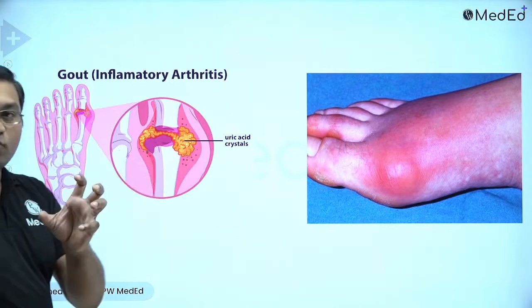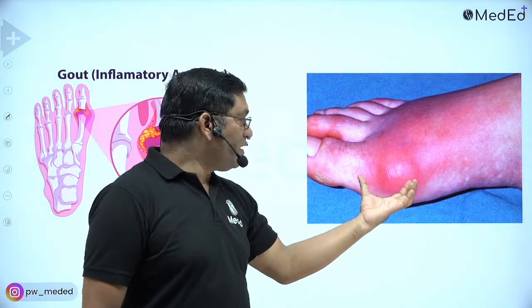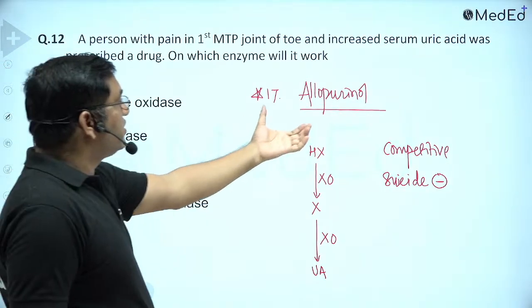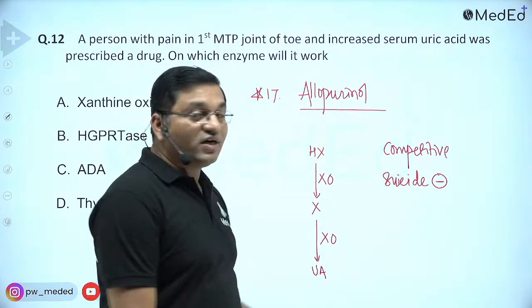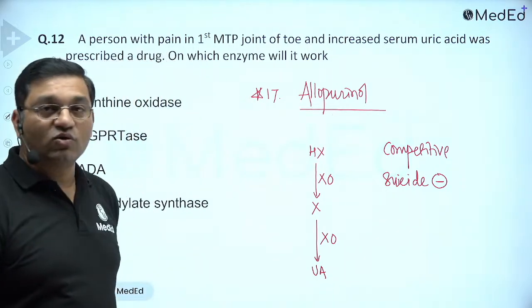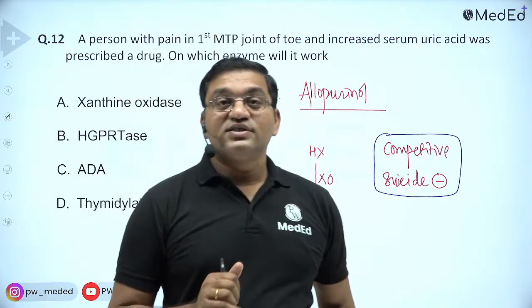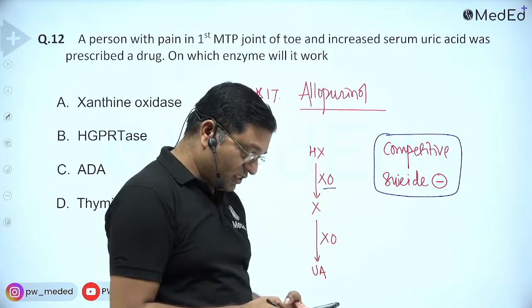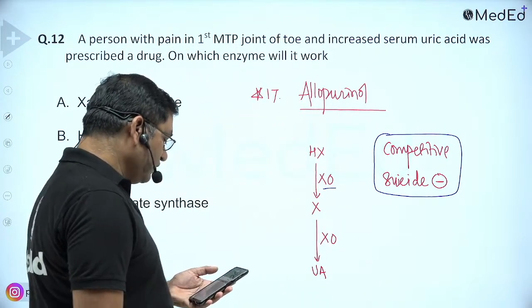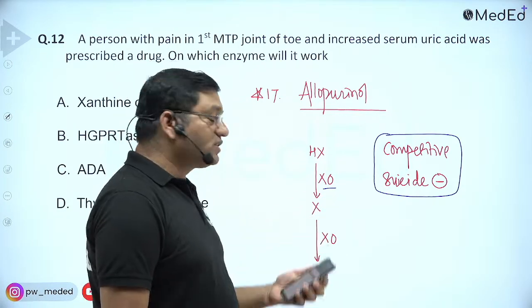Crystals of uric acid are deposited in the joint, which causes pain, inflammation, and swelling. Okay, so this is the drug which is given in the treatment. This is the 17th golden point: allopurinol is a drug which is given in the treatment of gout. It is a competitive as well as suicide inhibitor of the xanthine oxidase enzyme. Are you getting me? It is a competitive as well as suicide inhibitor of xanthine oxidase enzyme.